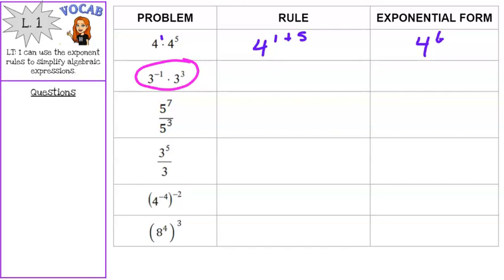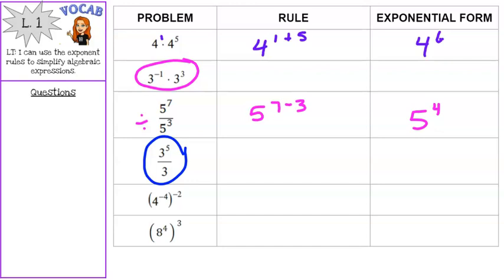Now we have a division example. We have 5 to the 7th power over 5 to the 3rd power. So our rule when we're dividing tells us that we can subtract our exponents. So this is really 5 to the 4th power. And now I would like you to try the second problem and check your answer in Edpuzzle.